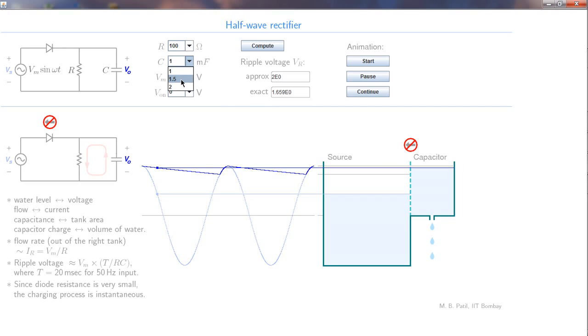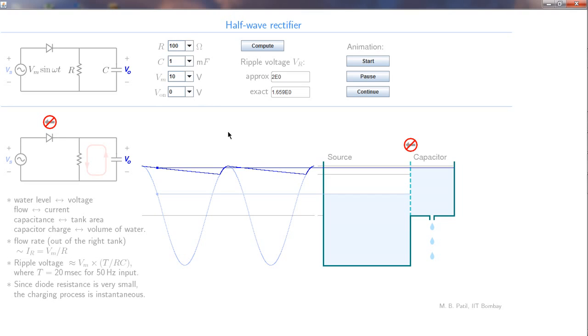So remember, the earlier ripple is 2, and now let's compute again. Now the new ripple voltage is 1, and as we expected, the size of this tank has increased. What if we increase the resistance value, let's say from 100 to 150?